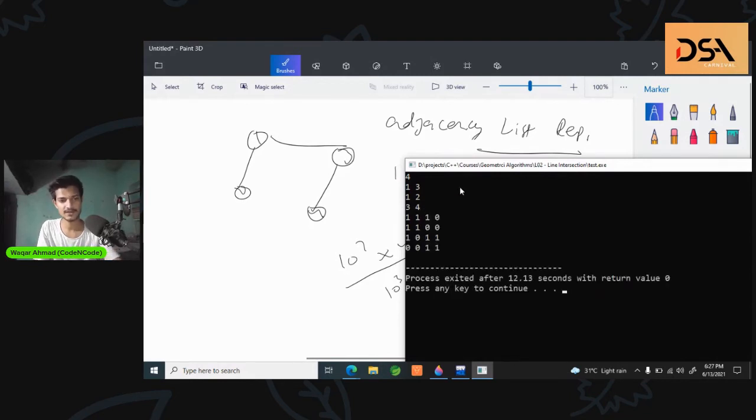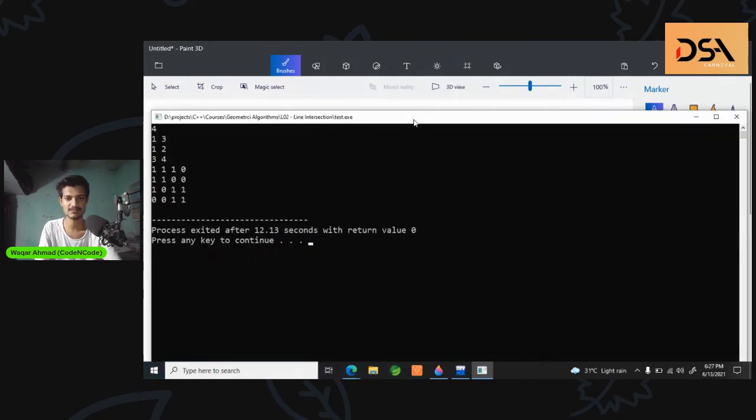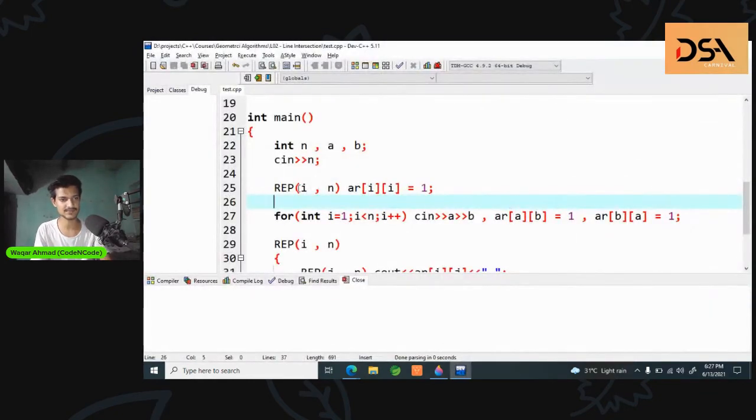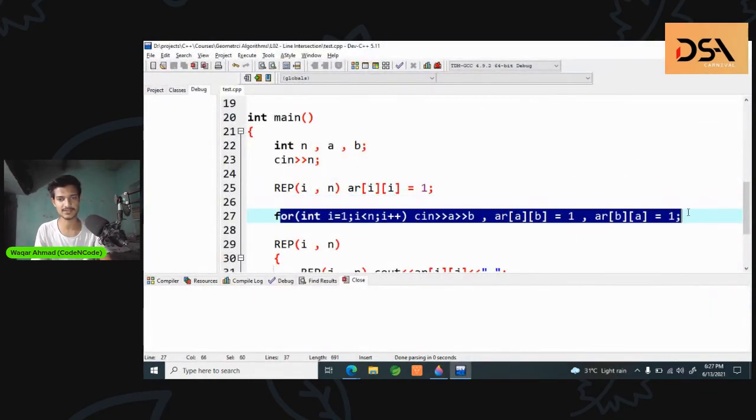Here you see the diagonal is set. One is connected to 2 and one is connected to 3, right? Because 1 2 and 1 3 are set to 1. And same goes for node 3: 3 is connected to 1 and 3 is connected to 4, right? So this is how your adjacency matrix representation works. This is how you take input in adjacency matrix representation, and this is how you create the graph, right?